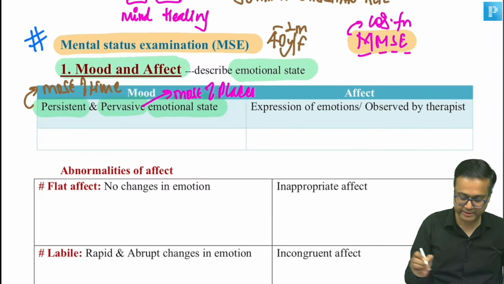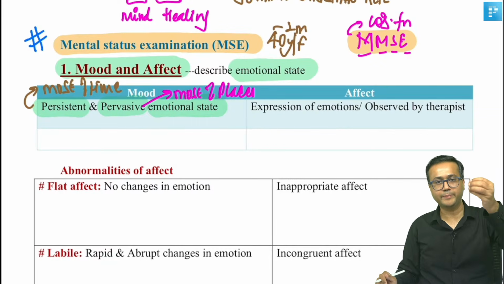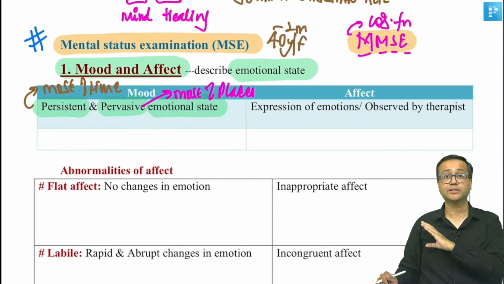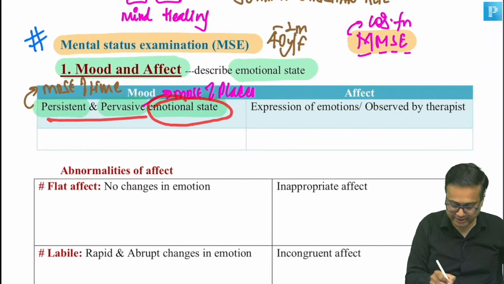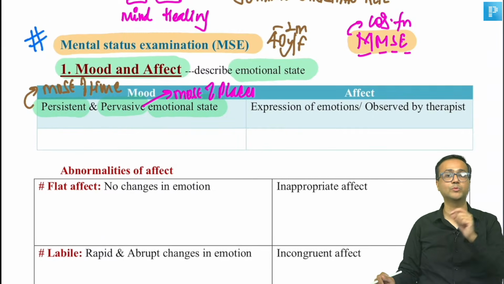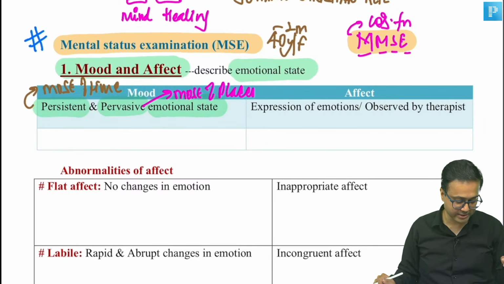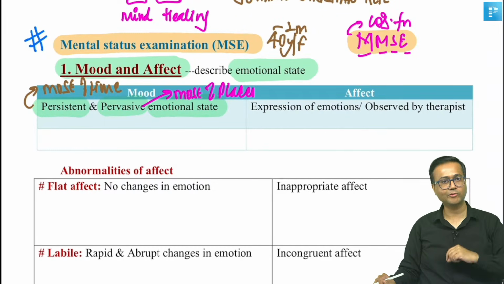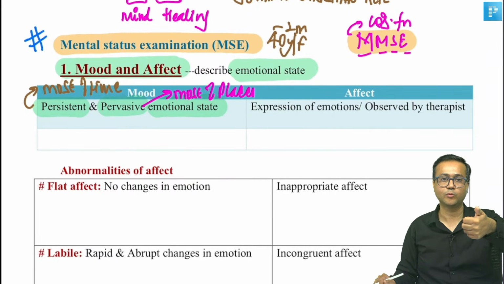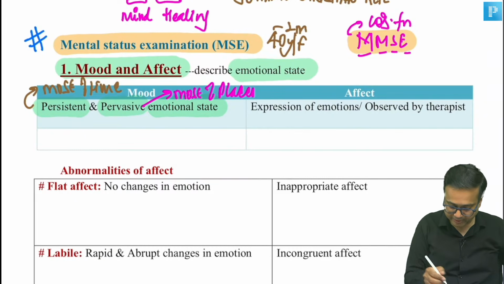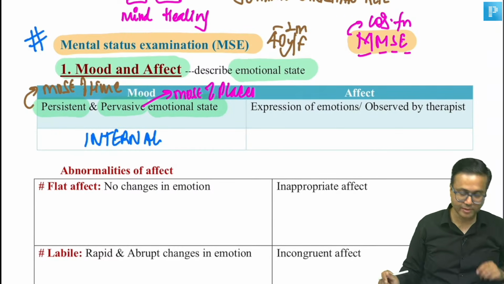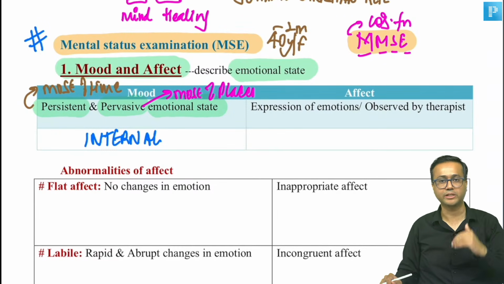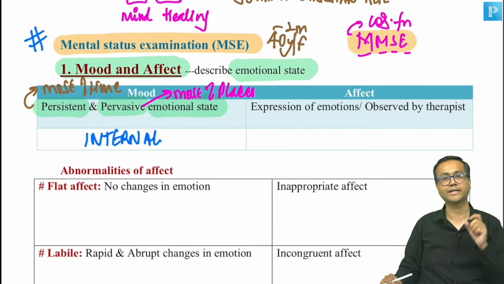So this female says, sir, wherever I am, whether I'm at my home, in my office, in a shopping mall, or in a kitty party, I am feeling sad. So can I say that that sadness, that emotional state, is persistent and pervasive? So that is her mood. But tell me, is this an internal phenomenon or an external phenomenon? What is mood? Very important, remember, mood is an internal phenomenon. It is something which the patient is feeling from within. The patient feels the sadness from inside, that is mood.